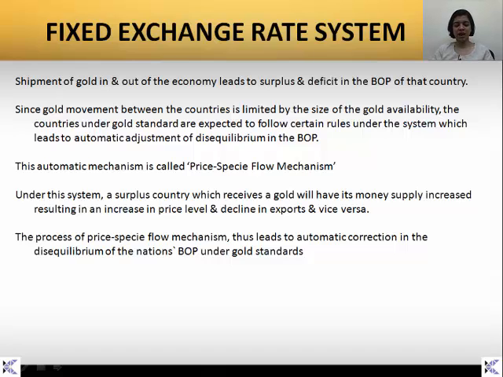Now, this automatic mechanism was also known as the price specie flow mechanism. Under this system, the surplus country which receives gold will have its money supply increased, resulting in an increase in the price level and a decline in exports, and vice versa. The price specie flow mechanism thus leads to automatic correction in the disequilibrium of the nation's BOP under the gold standard.